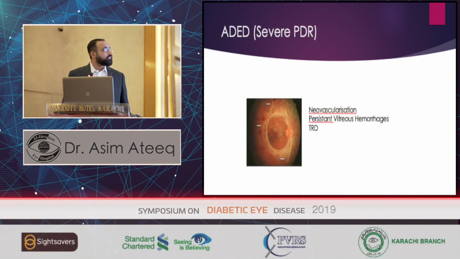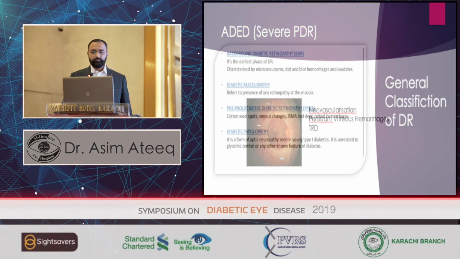And then there's advanced diabetic eye disease, which we call severe PDR, in which we see new vascularization on the disc, elsewhere, and on the iris. You see persistent vitreous hemorrhages and tractional retinal detachments. Working in a tertiary care hospital, patients from far-flung areas usually present with this kind of picture, and you just ask yourself what we can do about it now. Really feel sorry for them.